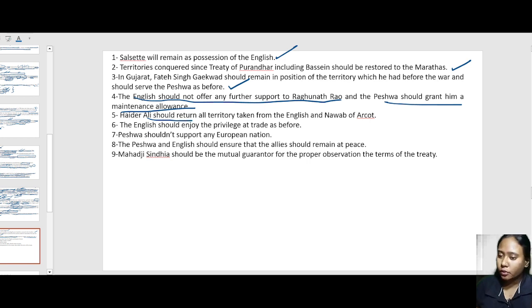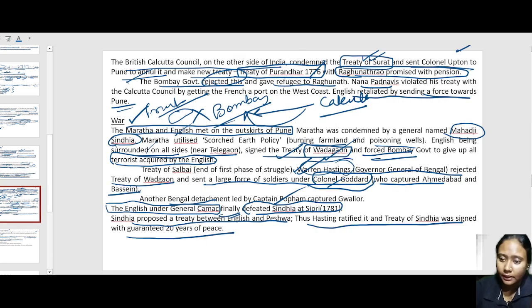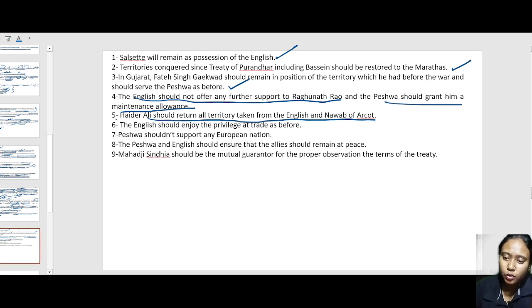Hyder Ali should return all the territories taken from the English and the Nawab of Arcot. Hyder Ali fought in the Anglo-Mysore War. He also captured many territories from the English and the Nawab of Arcot, and in this treaty we need to know that Hyder Ali was also supposed to give away all the territories he had taken from the English and the Nawab of Arcot. The English should enjoy the privilege of trade as before. The trade which was going on previously, in the same manner the English will enjoy it further.